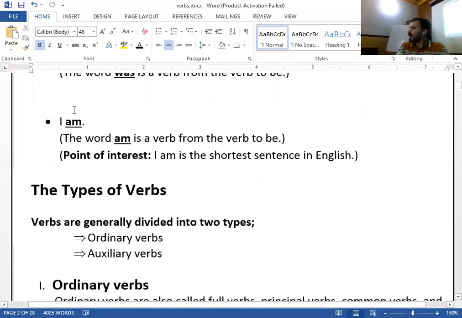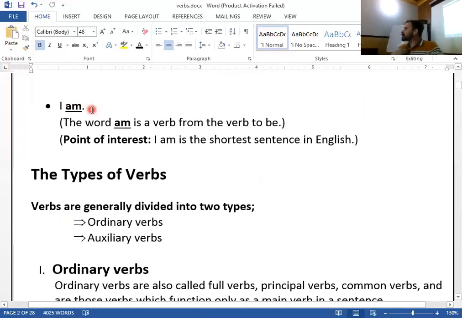Clear? M is a verb. I am a teacher, for example. I am. The shortest sentence in English is I am.